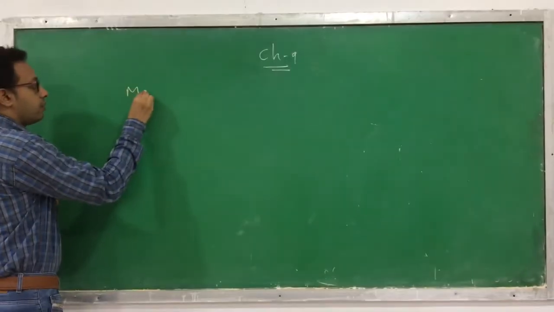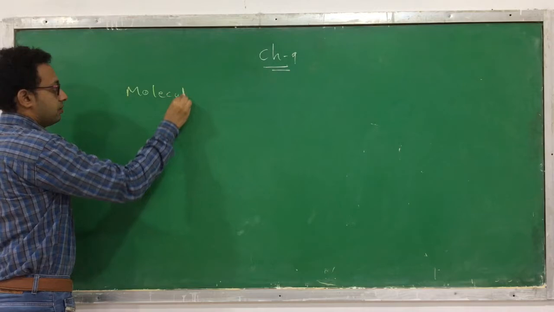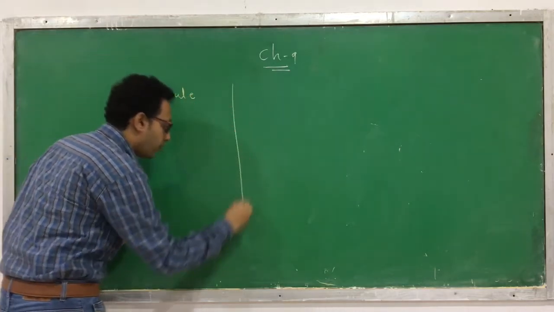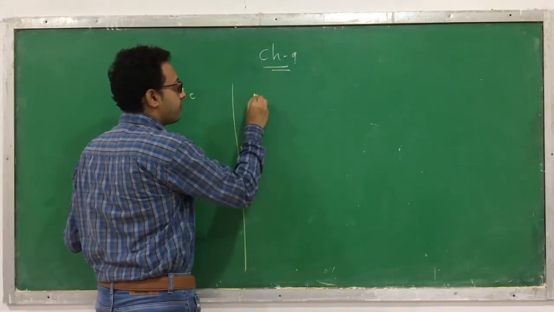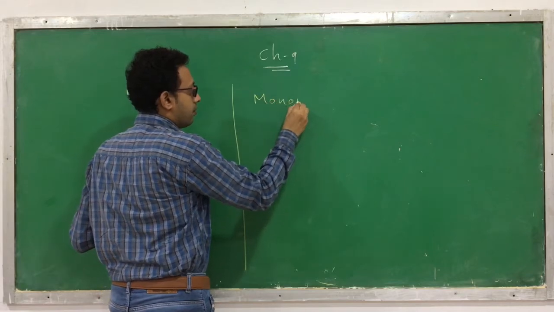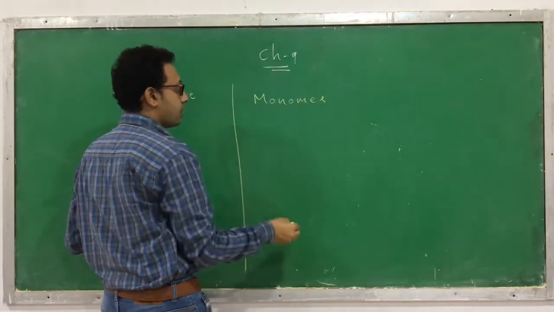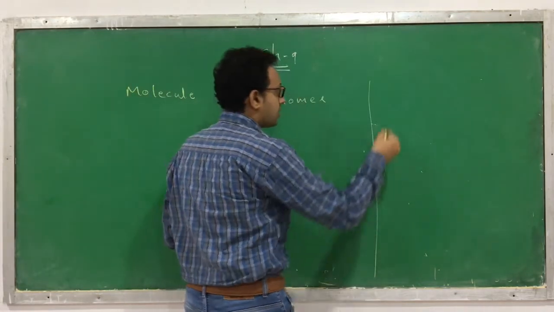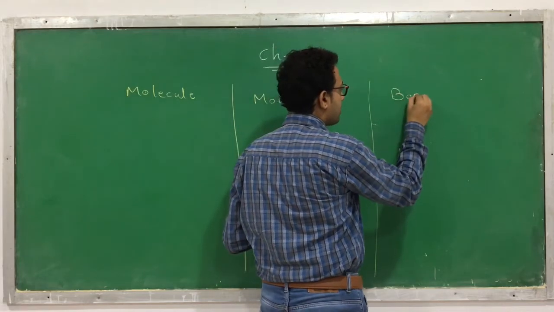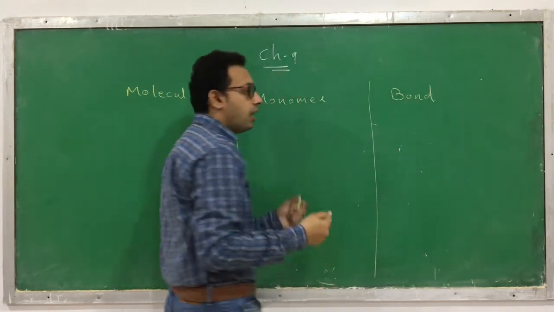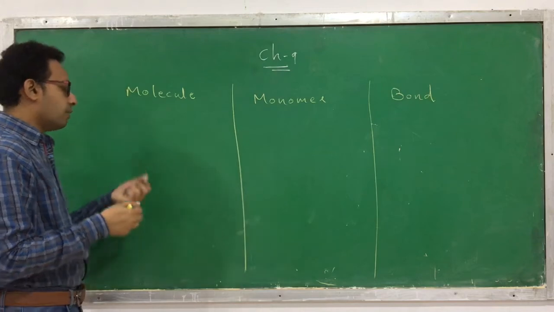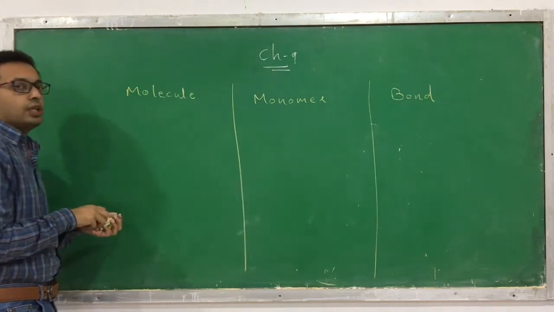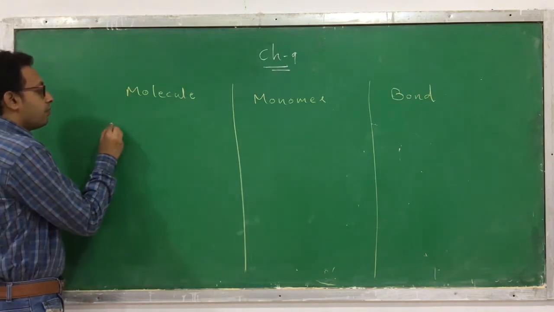Okay, so let's see. First is the molecule. We will discuss the molecule. Second thing we have to learn is the monomer of this molecule. Third, we will discuss which kind of bond it has, how these monomers are connected in these molecular structures. So let's first start with a molecule.